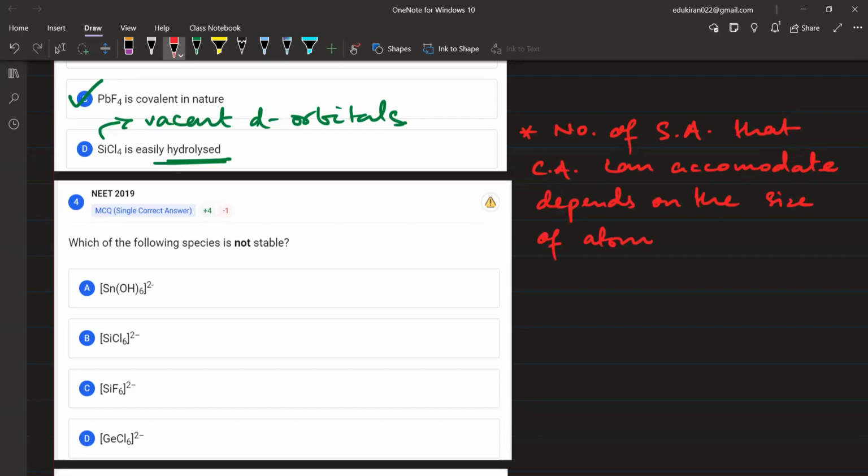ठीक है. Now let us look at the period. So you have Sn. Sn is in second period, third period, fourth period, fifth and sixth period. ठीक है. तो Sn आपके पास fifth period में.